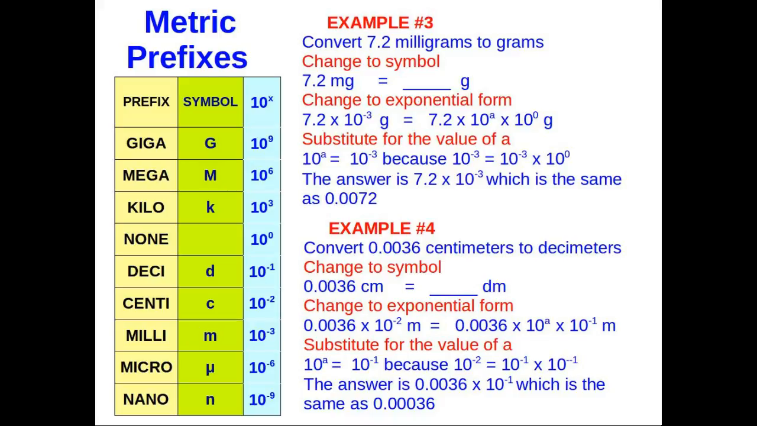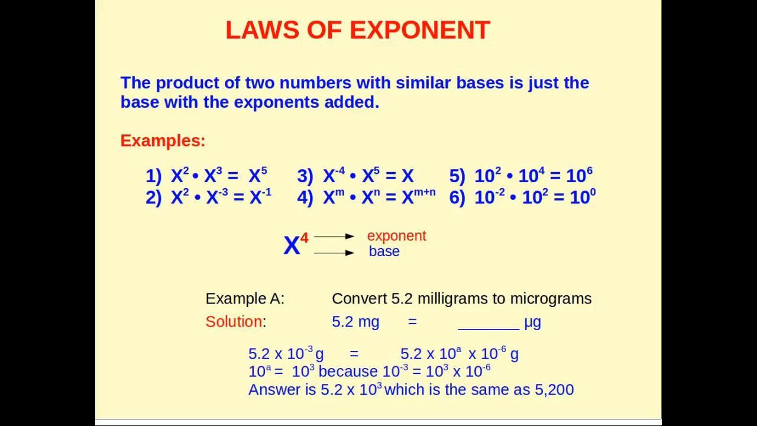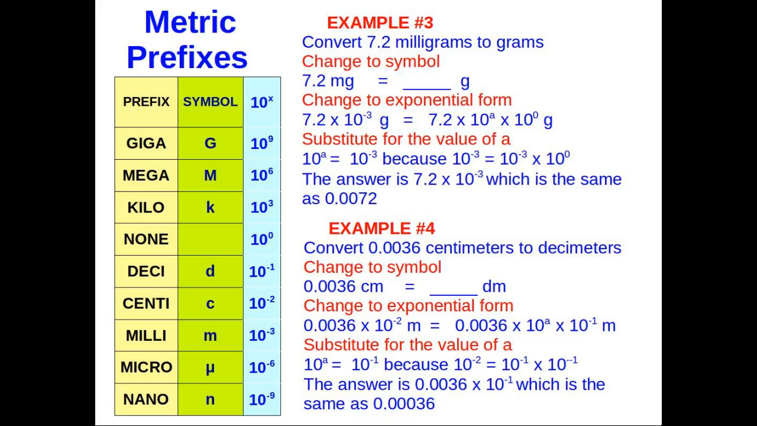So 0.0036 times 10 to the negative 2 m. 10 to the negative 2 is for centi. Is equal to 0.0036 times 10 to the a times 10 to the negative 1. 10 to the negative 1 is for deci.